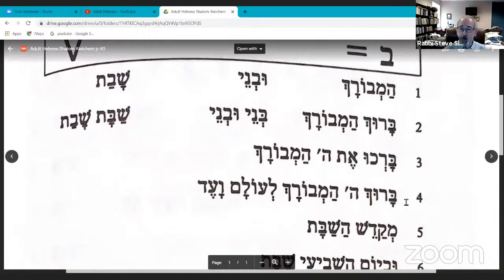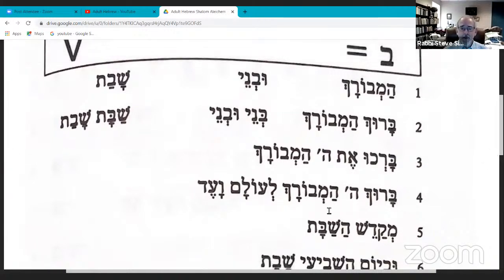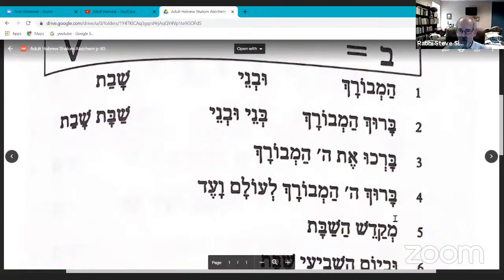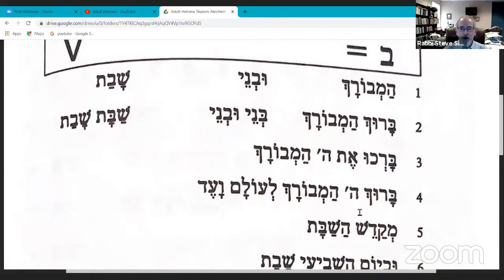The community then replies with line 4, Baruch Hashem Hamivorach le'olam va'ed. Then the leader says line 4 again, Baruch Hashem Hamivorach le'olam va'ed.